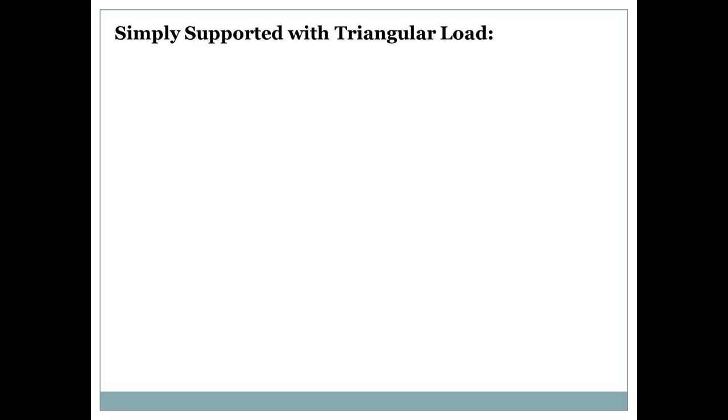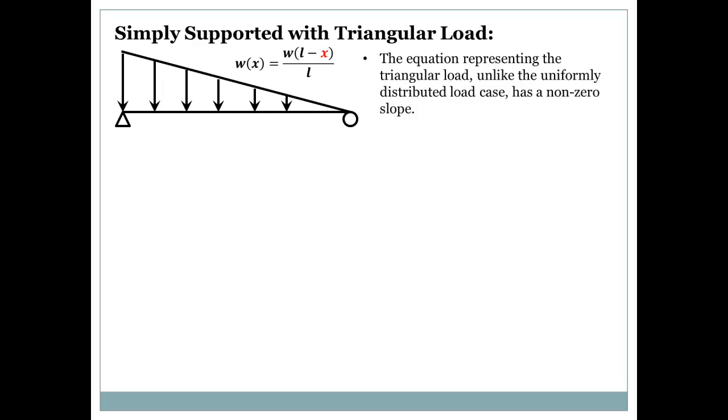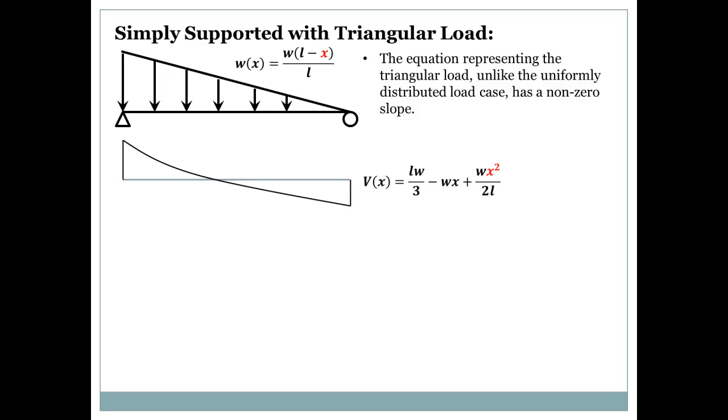Now let's look at a simply supported beam with a triangular load. Now we start with a load that's not a constant, it's linear. So we start with x to the first power in the load equation. We can see this equation representing the triangular load, unlike the uniformly distributed load case, has non-zero slope. So we see that the shear equation has x to the second power in it, and the graph probably is not a very nice representation, but it should look like a parabolic shape.